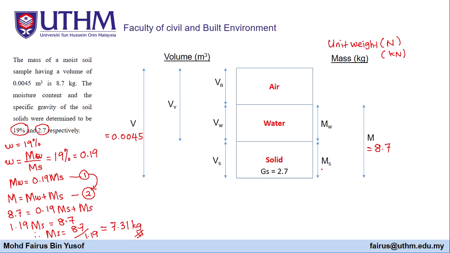So you write here 7.31. And then if you know the total mass is 8.7, you know the mass of solid is 7.31, then you can determine the Mw, right? Mw equal to M total minus 7.31. So you get the value 1.39. Okay.